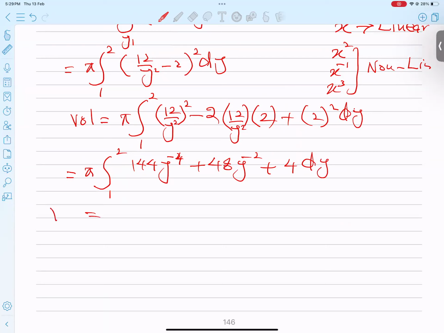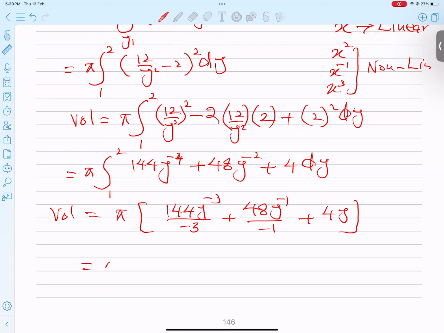I am applying the formula now. What is the rule of integration? Increase the power by 1 and divide by the same. Again, increase the power by 1, divide by the same, and 4 becomes 4y. Don't put the limits until you simplify. 144 over 3y to the power 3, negative 48 over y to the power 1, and 4y. And the limits are very clear, 1 to 2.